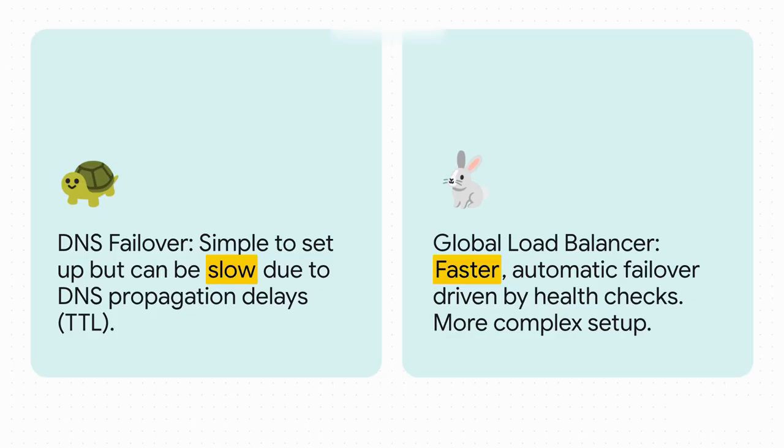The other, more sophisticated option is to use Google's Global Load Balancer. It's constantly running health checks, and the moment it sees the primary region is unhealthy, it automatically starts sending all the traffic to your standby region. It's way faster, almost instant, but it takes a little more work to set up.